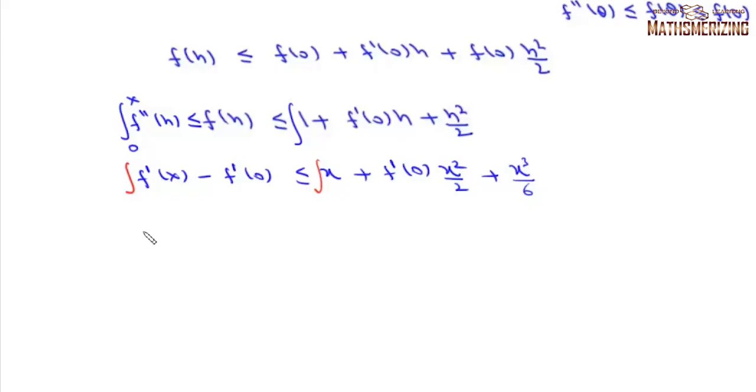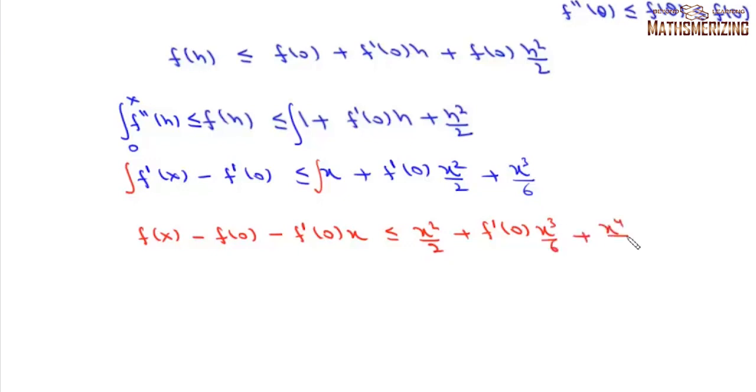Here we will get f(x) minus f(0) minus f'(0)x, and it will be less than or equal to x square by 2 plus f'(0) x cube by 6 plus x to the power 4 by 24. Now we'll take f'(0) together.